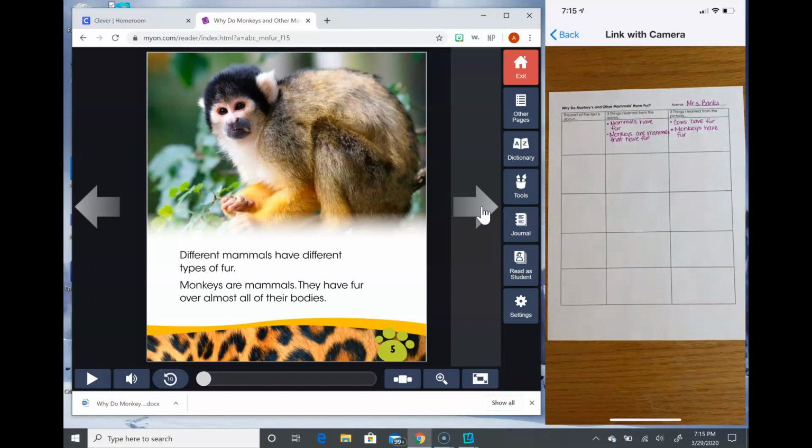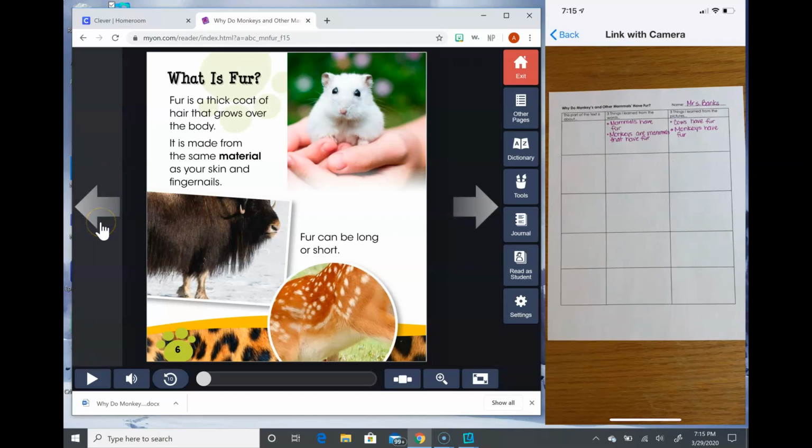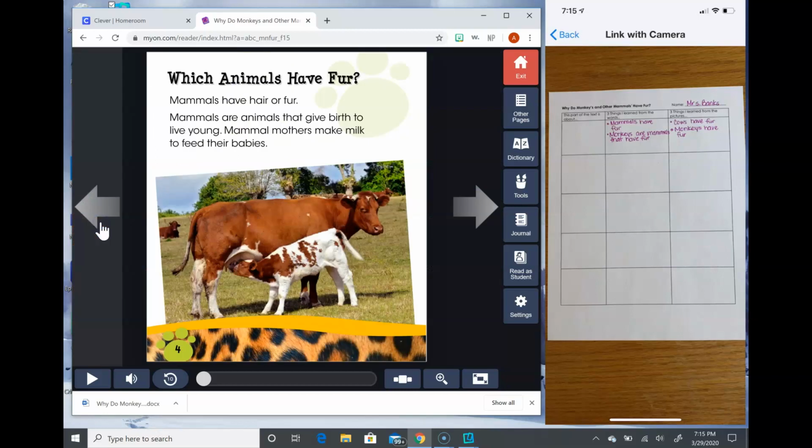All right. Let's go ahead and click on the next page and see if there's any more to read in this section. Oh, no. I can see right away that it says, what is fur? So right away, I can see that we're already going to a new section of the text. This is probably Tuesday's section. I'm going to go ahead and go back to the first few pages, and I'm going to go ahead and think.